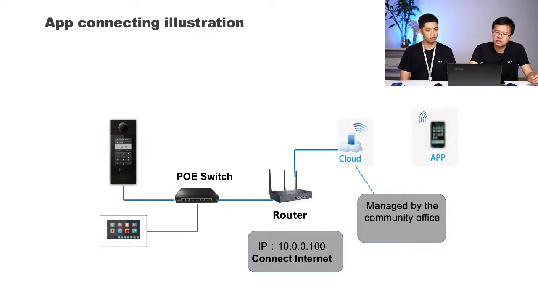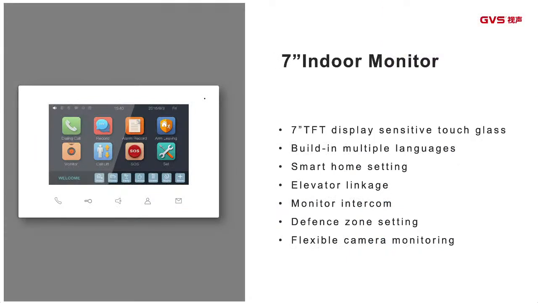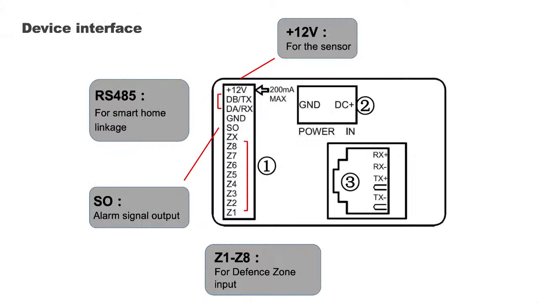The 7-inch outdoor station, we just saw on the previous page. It has an elegant design, a 7-inch touch glass, and defense zones, and the camera also offers a very useful way for the user. So here is something about the interface. Later, Carrie will give you some more introduction about the details.